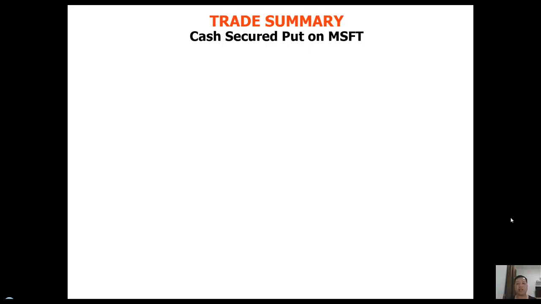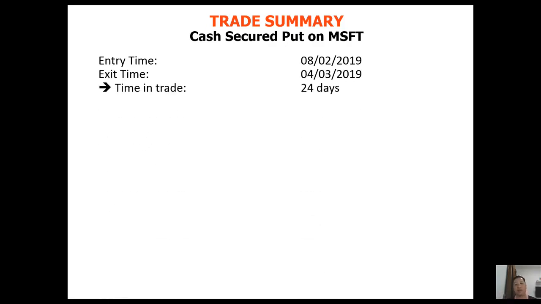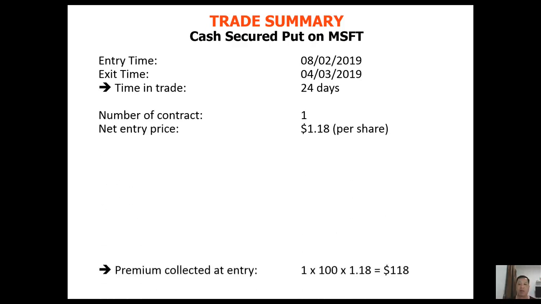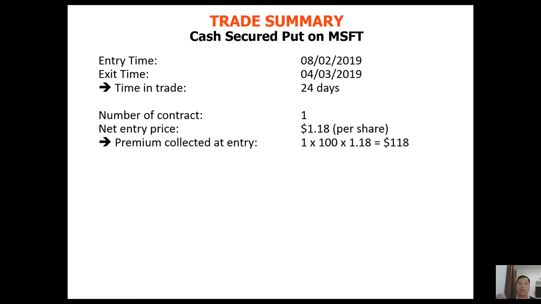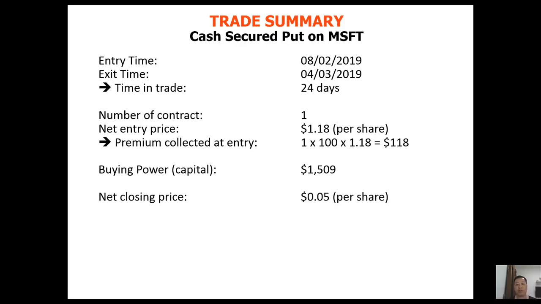Alright, let's summarize the trade we just closed. Remember, we entered the trade on Feb 8 and we closed it today, which is March 4th. That means the trade lasted only 24 days. We entered with one contract and collected $1.18 per share, which means for one contract we collected $118. At that point in time, the system blocked my buying power about $1,500 for the trade.